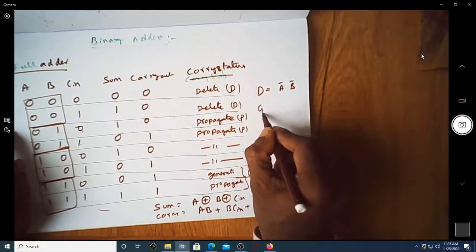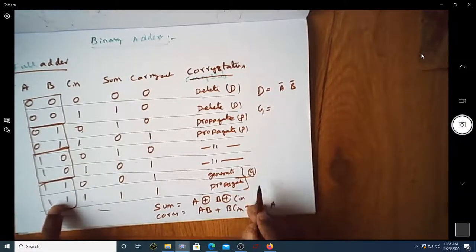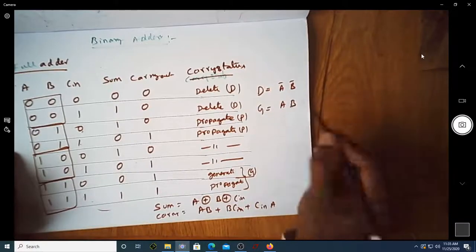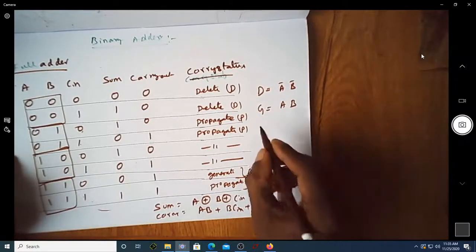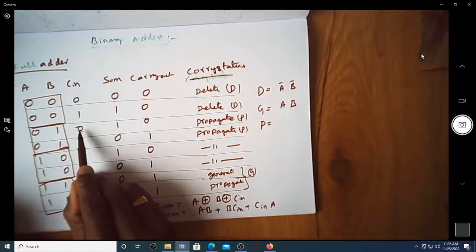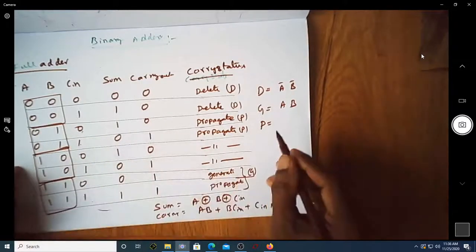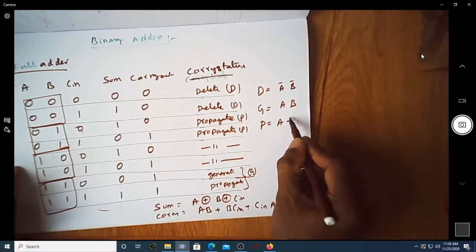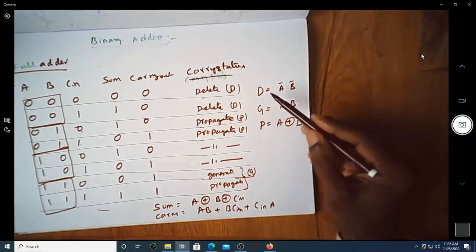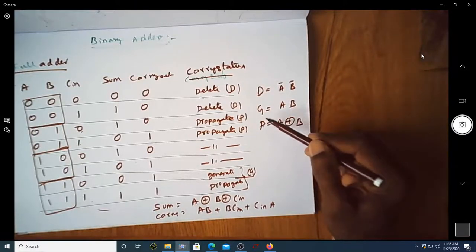Similarly, I will have a generate signal. So when do you generate a carry? You'll certainly generate a carry when A and B are 1 1. I will write it as AB. So when do you propagate a signal? You can see we actually propagated this C into this C out when A and B are dissimilar. That is A XOR B. This is the expression for delete, generate and propagate.